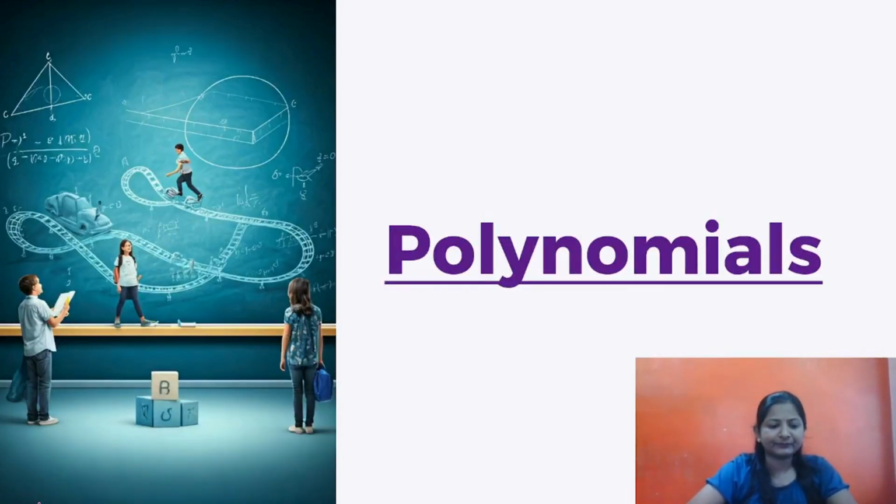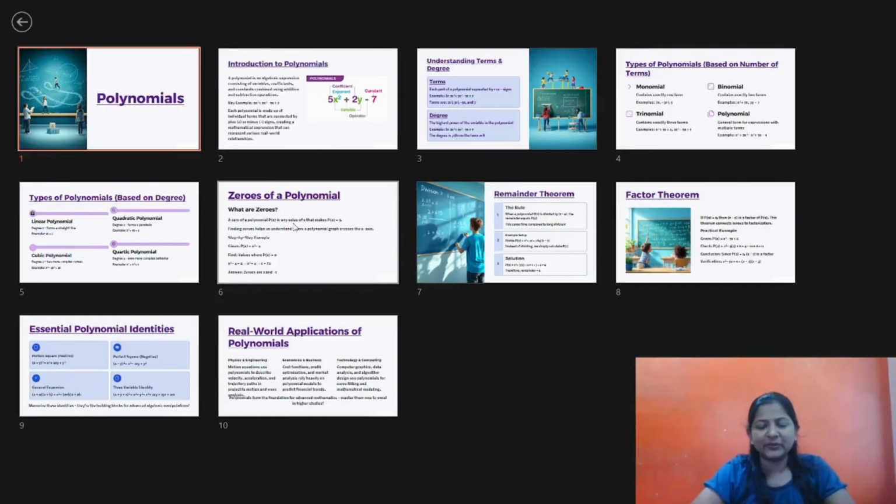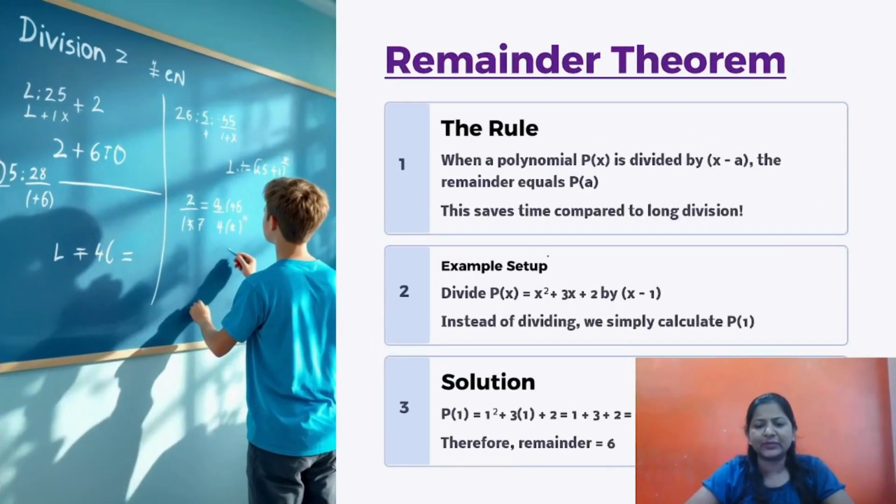Now let's move on to the next topic. We have discussed zeros. Now let's go to the next topic, that is the remainder theorem. Now what is the remainder theorem? From the word itself, you have heard about this word remainder. When you divide something, whatever you get at the end is the remainder. Same thing over here. Let's take any polynomial and it is divided by any expression.